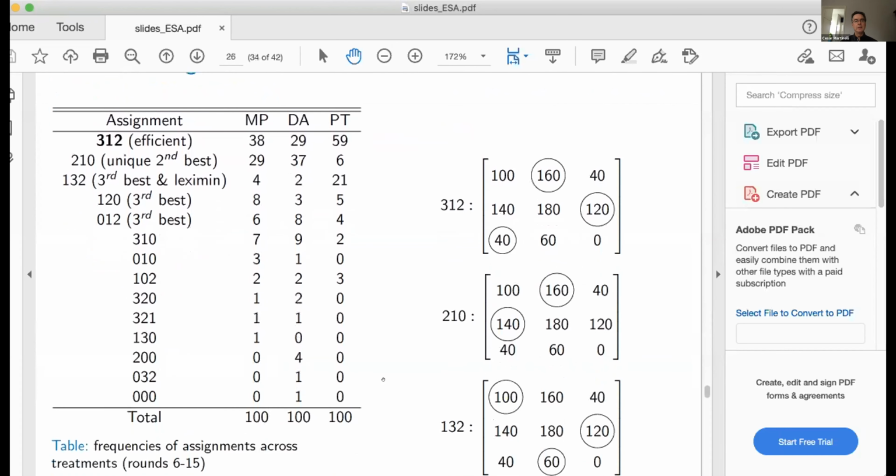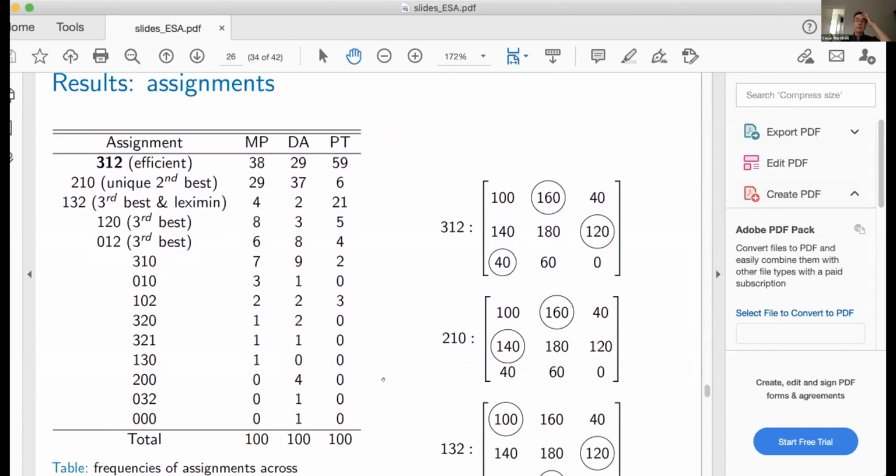And in a nutshell, this is what happens. These are the assignments and their percentage. Under minimum price and double auction, the efficient assignment is quite likely. Efficiency is much higher than these percentages. Why? Because when they don't reach the optimal assignment, they reach a second best. The second best assignment is actually a coordination failure. It's a market that doesn't open, that I showed a moment ago. And then there are other assignments that are sometimes achieved.